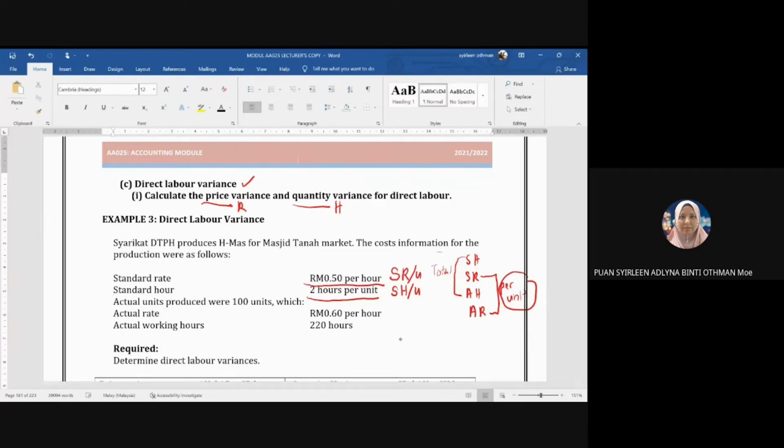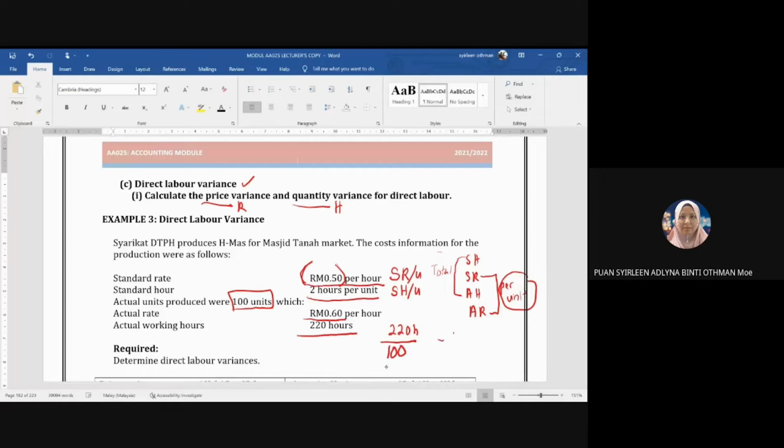Okay, so the actual unit produced were 100 units. Ini adalah unit bahan finished goods yang dikeluarkan. Actual rate dia bagi 60 sen. Tadi saya bajet 50 sen je kan untuk 1 jam. Tapi bila yang betul-betul, kita actually bayar 60 cents per hour. And the actual working hours ialah 220 jam. Okay, 220 jam untuk keluarkan 100 unit barang.